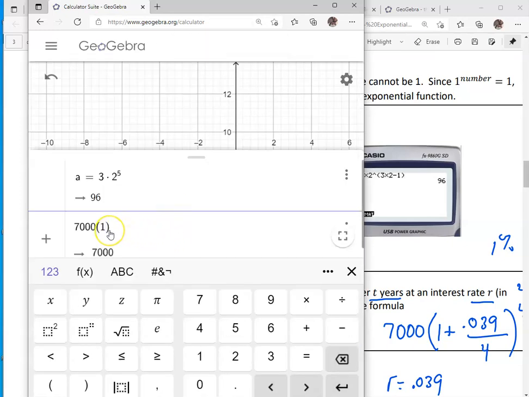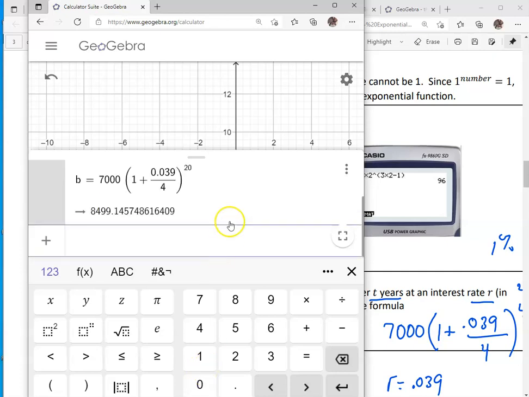1 plus 0.039 divided by 4. Come out here, finish my right parenthesis, and we're taking that whole thing to the 20th power. I hit enter and I get a number, 8499. Just crank it through that formula.